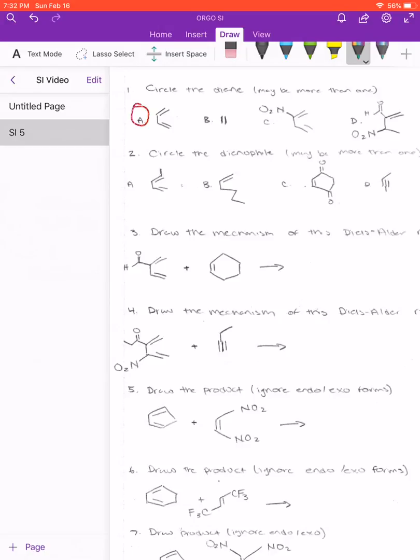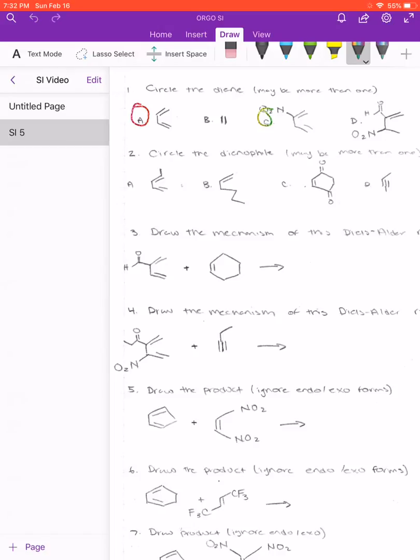So B is not a diene. It's just one double bond. B is actually a dienophile, right? So what about C? It has that NO2 group, and we might get a little bit thrown off by it, but in the end, it still has a double bond, single bond, double bond. So it's also a diene.